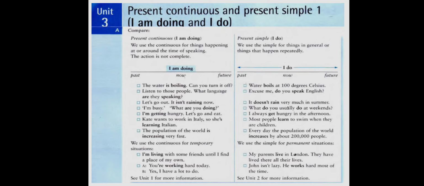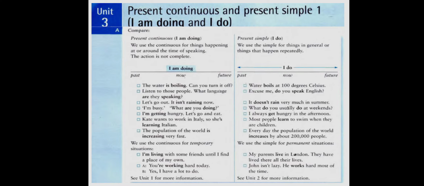On the other hand, in present continuous, if we say, for example, let's go out, it isn't raining now. At this moment, it isn't raining. That's why we are ready to go out. We are in the middle of the action. It stopped raining some time ago and it is still not raining. That's why we say it is not raining now. We use present continuous.